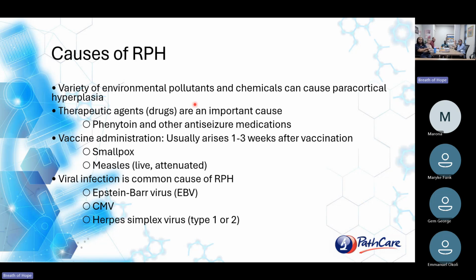Other causes of a paracortical hyperplasia include environmental pollutants, chemicals and drugs. Anti-seizure medications, in particular phenytoin, are known to cause reactive paracortical hyperplasia. Vaccine administration can also cause this, usually about 1 to 3 weeks after vaccination, especially documented in smallpox and measles. And in viral infections also, such as Epstein-Barr, CMV, and herpes simplex.